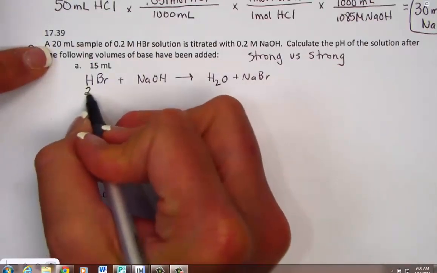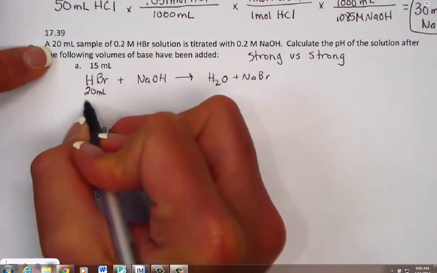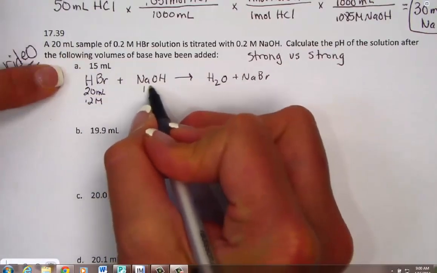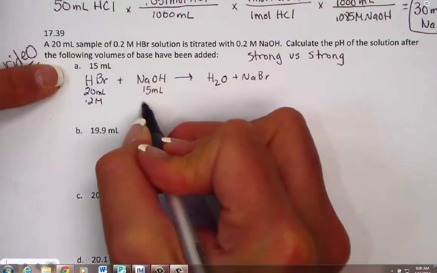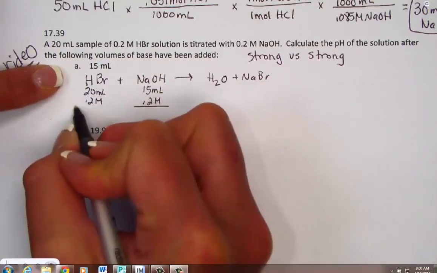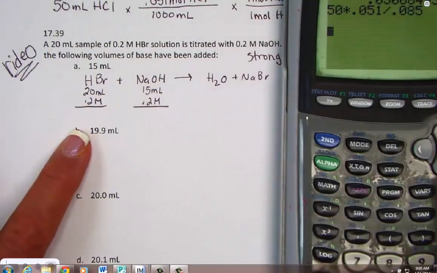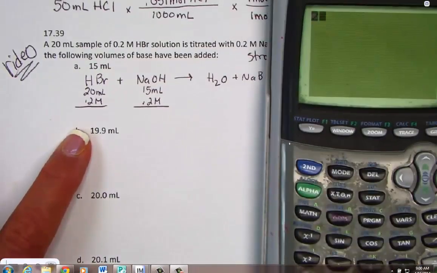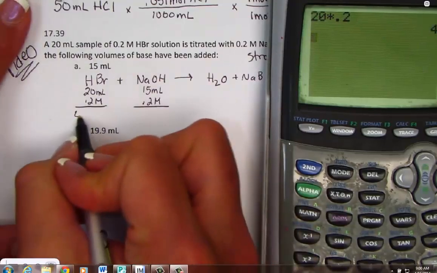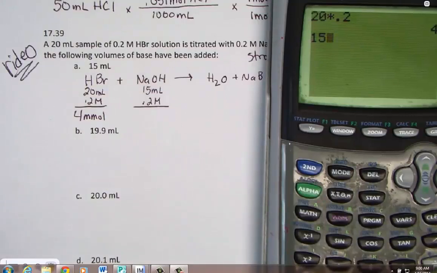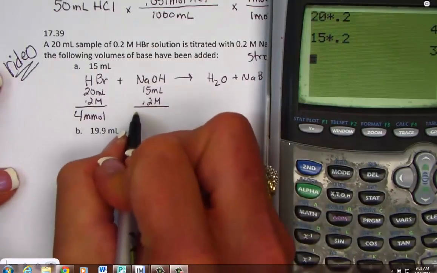So here's what we're told. We have 20 mL of a 0.2 molar HBr. We're titrating that at this particular moment in time with 15 mL of a 0.2 molar base. Let's see what's the limiting and what's the excess reagent. I like to use millimoles, milliliters times molarity. 20 milliliters times 0.2 molar gives me 4 millimoles of the acid. 15 mL times 0.2 molar gives me 3 millimoles of the base.